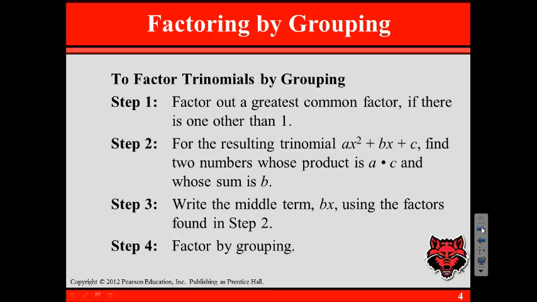Here is the step-by-step process to factor a trinomial by grouping. Step 1, we factor out the greatest common factor, if there is one other than 1. Step 2, we take the resulting trinomial, and we want a number or 2 numbers whose product is a times c, but whose sum is the coefficient of the middle term, b. We then write the middle term using the factors that we just found and factor by grouping, that process we looked at on the last slide.